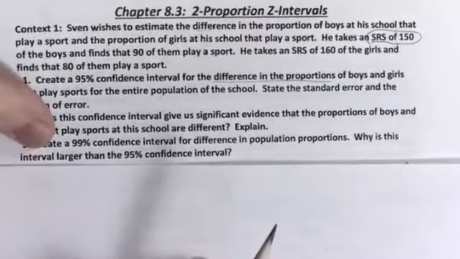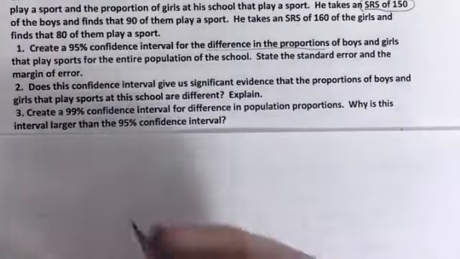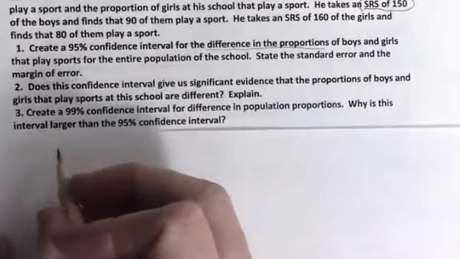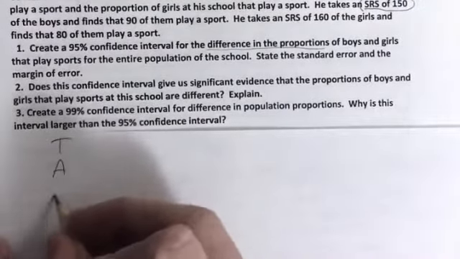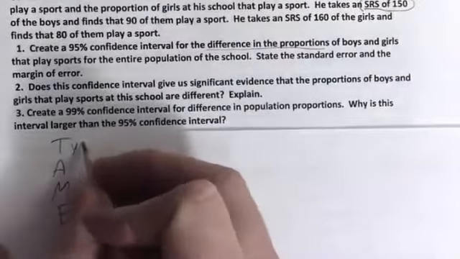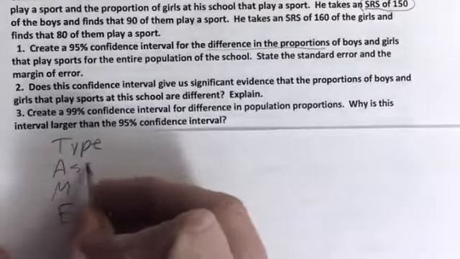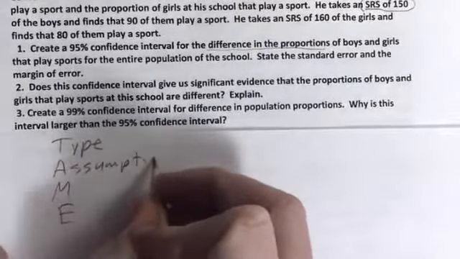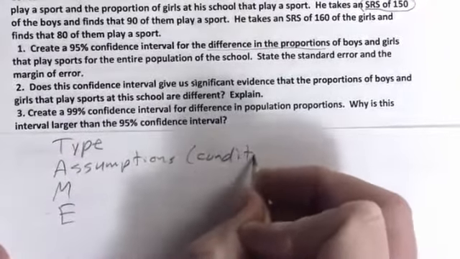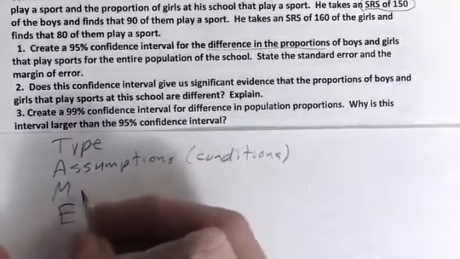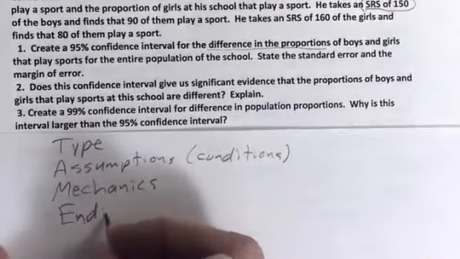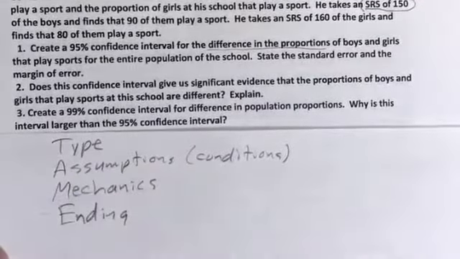Now, when you're dealing with a difference in two proportions, first of all, when you're making a confidence interval, it is expected that you are going to go through the TAME acronym. Whenever you make an interval, you have to do these four things. You have to state the type of inference. You have to check the assumptions, otherwise known as the conditions, and you have to verify them. In other words, you have to say whether or not you think they're true in this situation. You have to do the mechanics, which means to create the interval, and then you have to state your ending, draw your conclusion in context. You have to do those things.